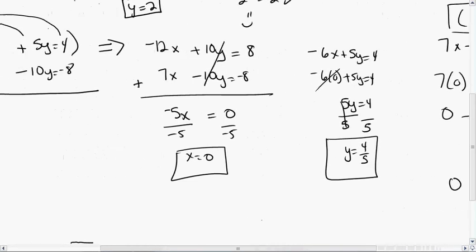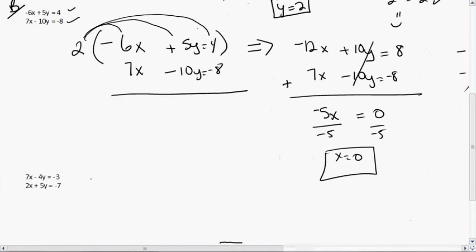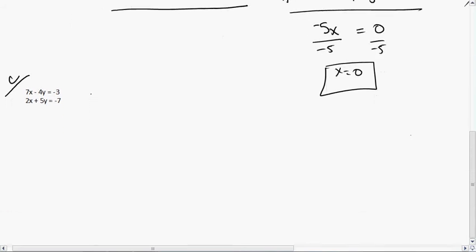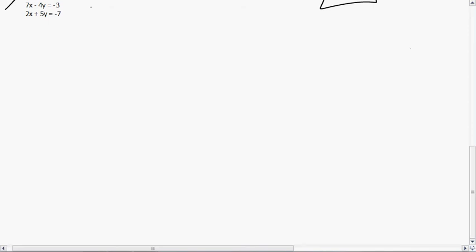All right, last problem. Last problem is system C, 7x minus 4y equals negative 3, and 2x plus 5y equals negative 7. This is going to be the most work of the three systems because I'm not going to be able to get away with just changing one of the equations. I'm going to have to change both of them. Remember, I want to eliminate one of the variable terms, and to do that, the variable terms have to have the same coefficient.